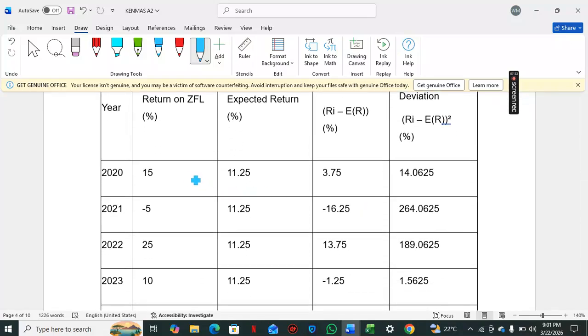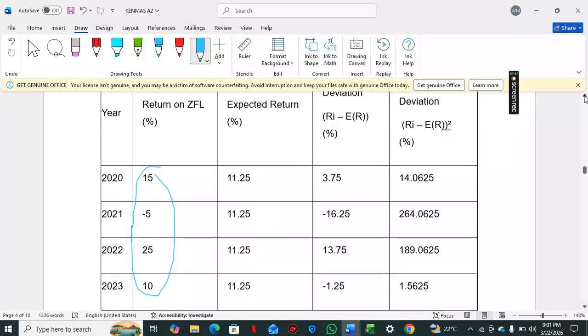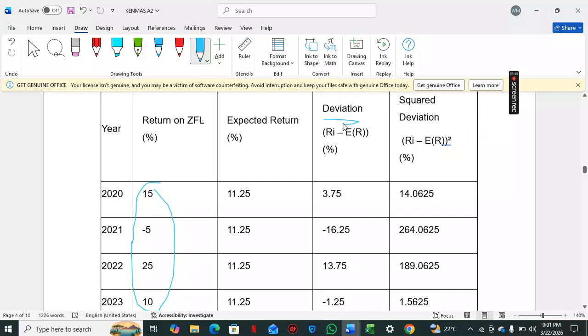We've got the individual returns that were given to us in the table. Our average return, as you can see, is 11.25 throughout. So you're going to get the deviation. The deviation is just saying how far is this return from the expected return, how far the individual return is from the average. The individual return minus the expected return.